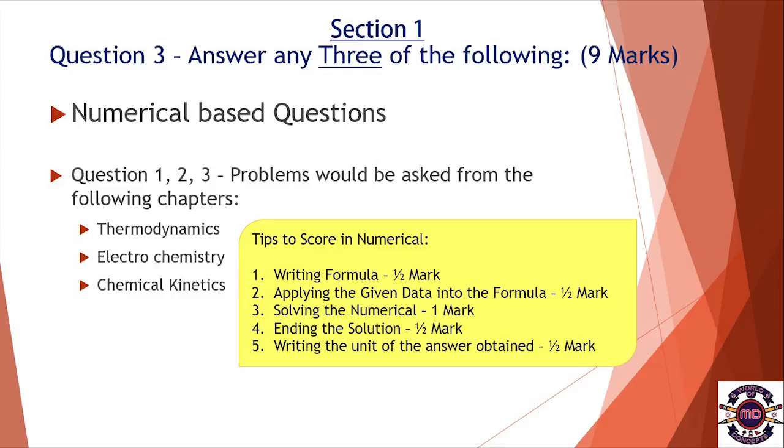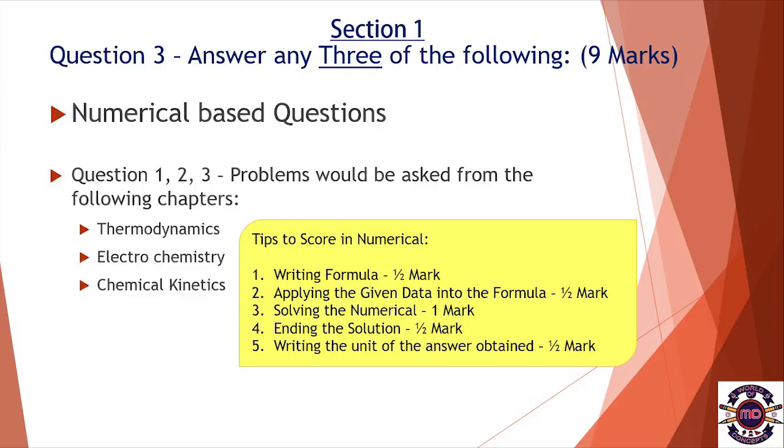After question number 1, the most scoring question is question number 3, that is answer any 3 of the following, which consists of 9 marks. This entire question is numerical based. The problems would be asked from the following chapters, that is thermodynamics, electrochemistry and chemical kinetics. Students, we can score full marks in this section if we understand the technicality behind this question.